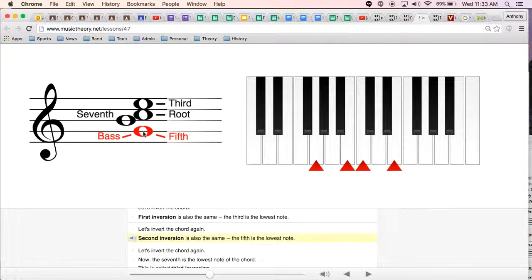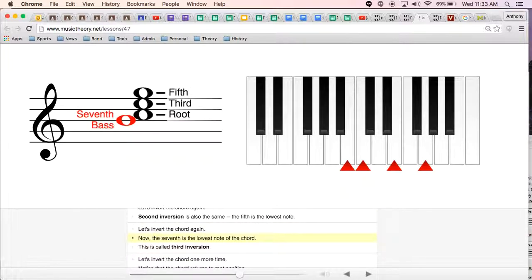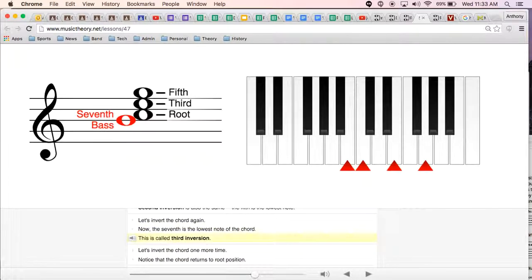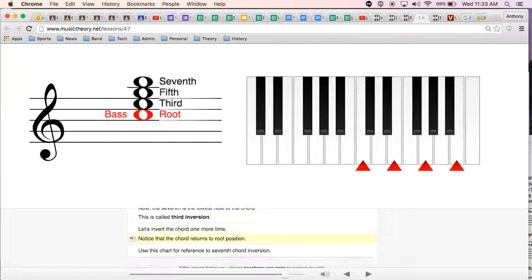Let's invert the chord again, and now if you notice, we've got the fifth in the bottom. C, E, G. G is the fifth. That's on the bottom. That's the bass note of this chord. So that's second inversion. And then, if we invert the chord again, you'll notice B is in the bottom. That means the seventh is in the bottom. So that's third inversion. So if we invert the chord one more time, you're going to notice C is in the bass, which means it's back to root position.